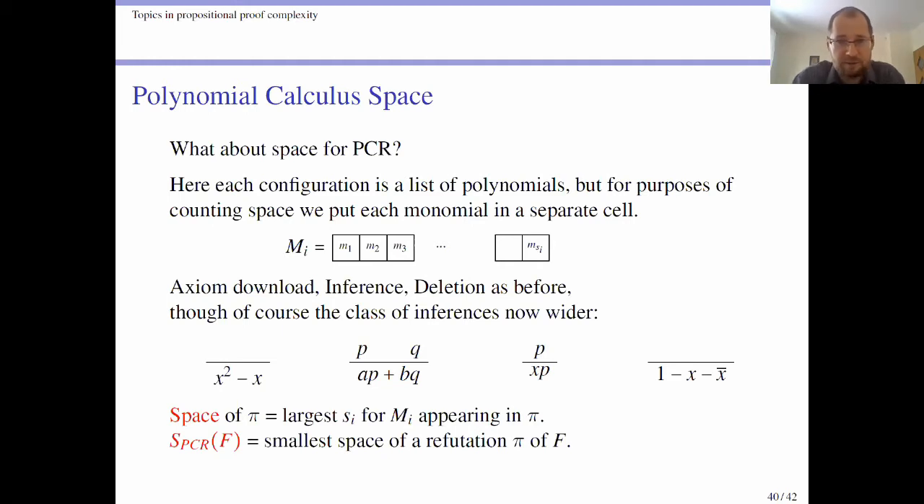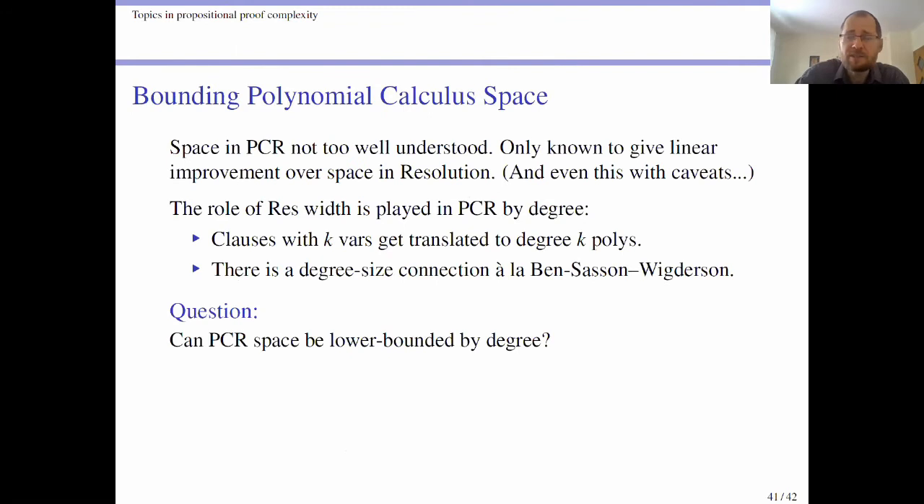Okay, so that's kind of funny. This thing is not very well understood. I mean, there are a number of results. Quite a few lower bounds have been proved on specific formulas, but a general understanding has been a long time in coming.